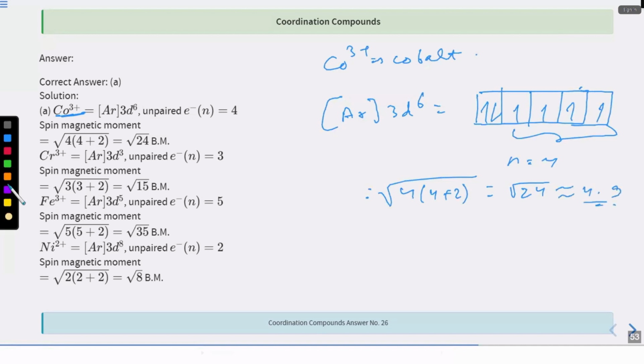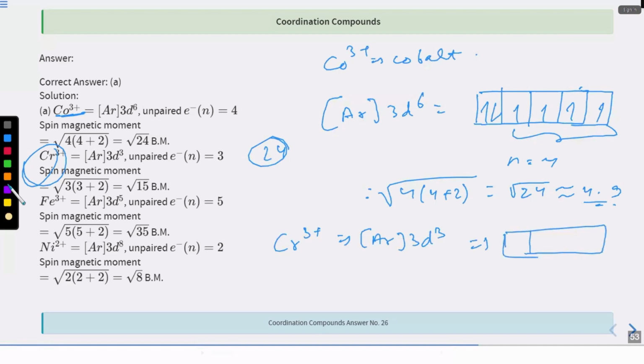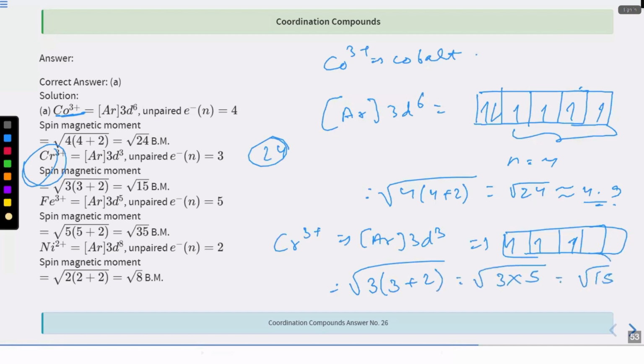Okay. So coming on to chromium 3 plus. Chromium, you know it is a very famous element, atomic number 24. So Cr3+ is represented by argon 3d3. If I draw this, it would be something like this. 1, 2, 3. So there are 3 unpaired electrons. So it would be root of 3 into 3 plus 2, which is 3 into 5, root 15. Okay. So this is for chromium 3 plus.